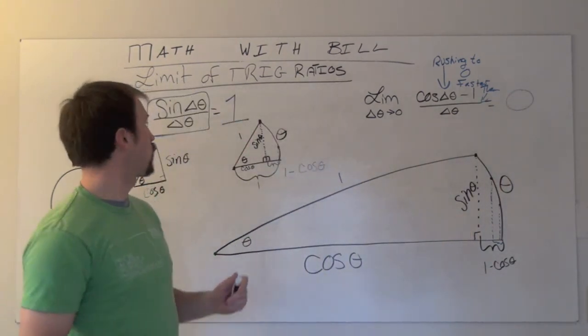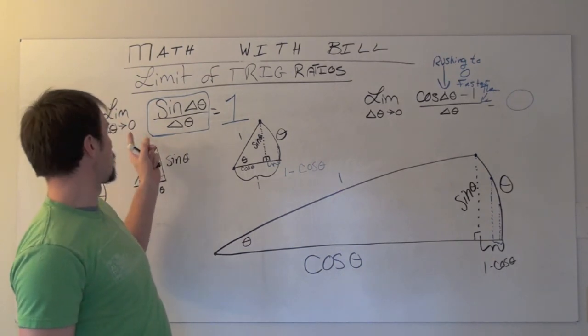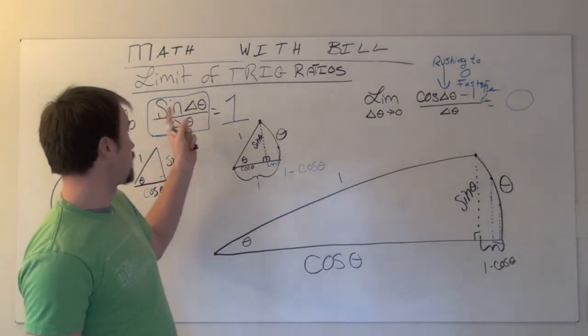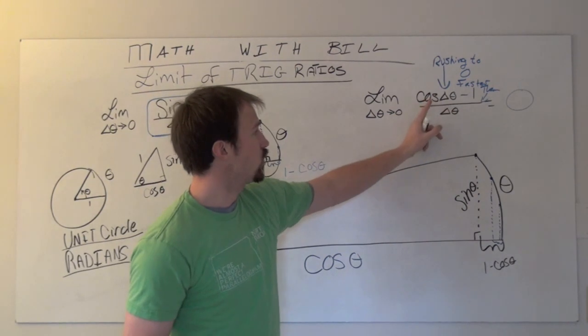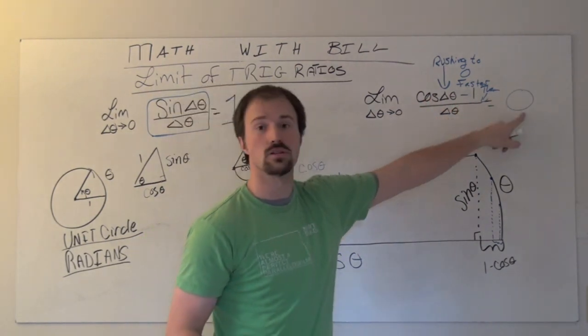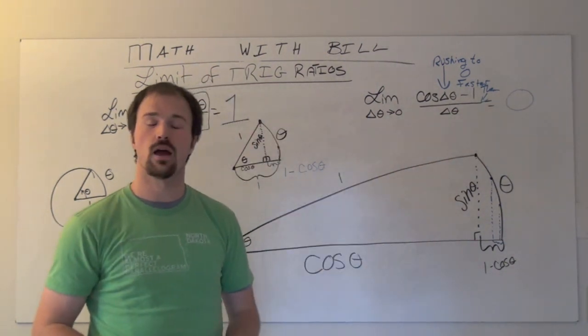These are two really important things that you need to remember. The limit as delta theta goes to 0 of sine delta theta divided by delta theta is 1. And over here, cosine delta theta minus 1 divided by delta theta is equal to 0 when we're taking those limits. Hope that helps.